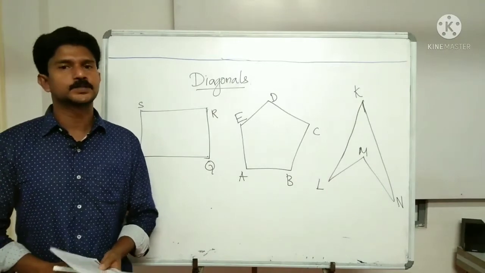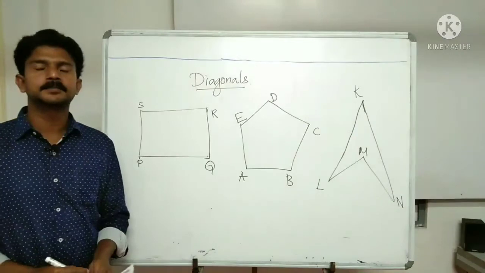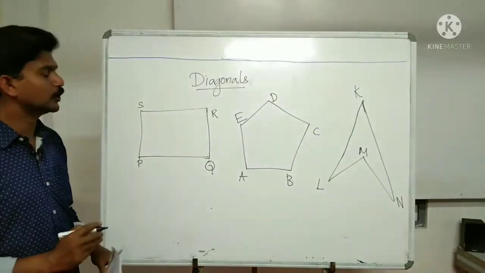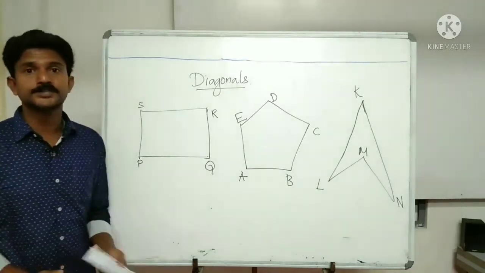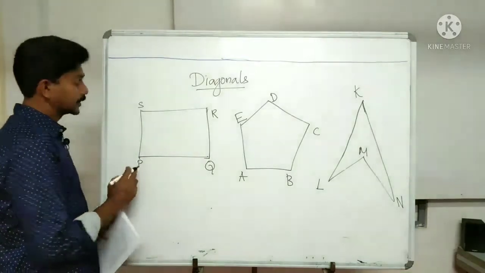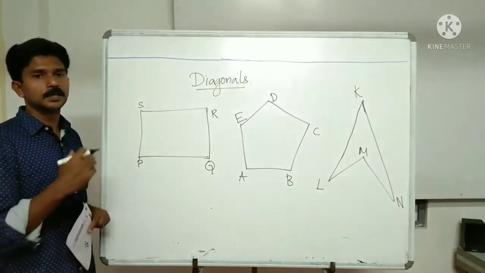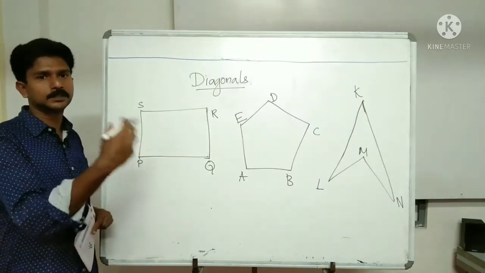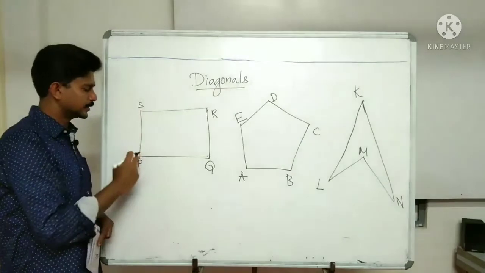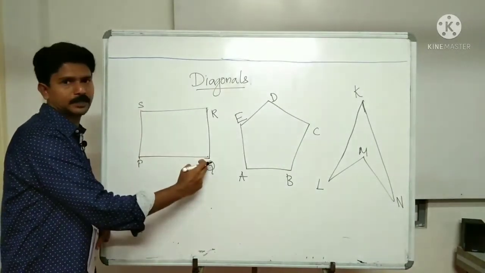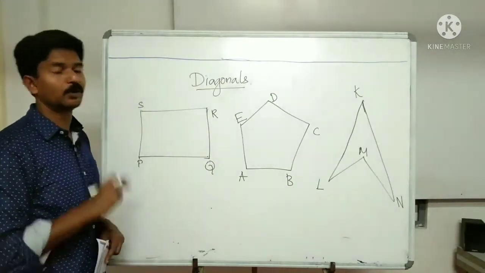Next, let us understand what is meant by diagonals of a polygon. A diagonal is a line segment joining non-consecutive vertices of a polygon. What are non-consecutive vertices? The word consecutive means next to each other, the neighboring vertices. P and Q are consecutive. P and S are consecutive. S and R are consecutive.